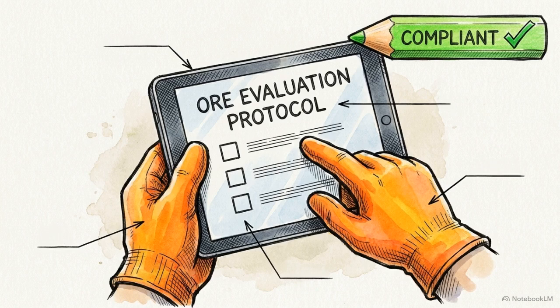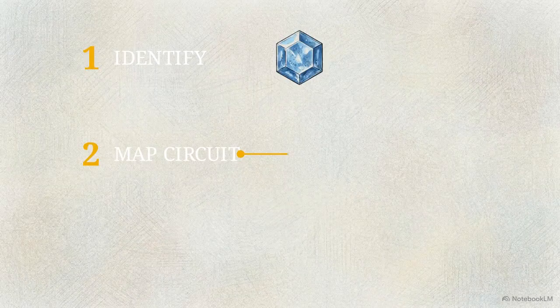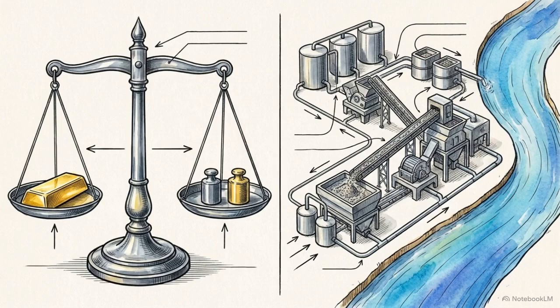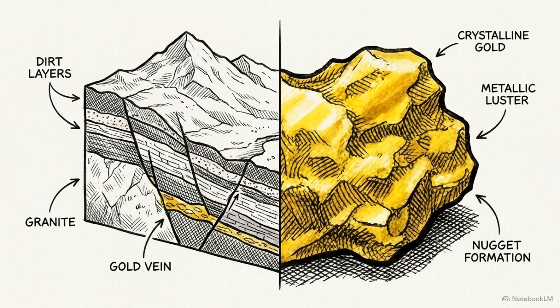Today, compliance standards are too strict for desk work. We use a 3-step diagnostic framework. 1. Identify the exact ore type. 2. Map the correct processing circuit. 3. Upgrade to modern safety standards. Correctly matching the chemical process to the geological reality on the ground protects profit margins while ensuring the operation meets environmental regulations. We start with the simplest geological profile: free and coarse gold.